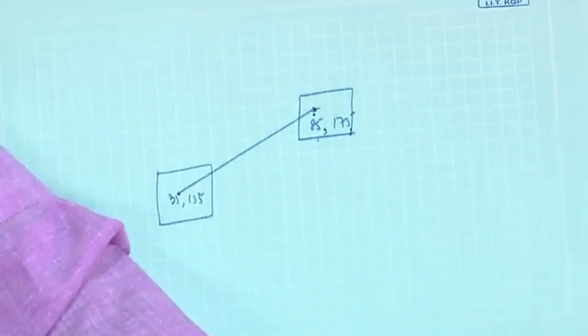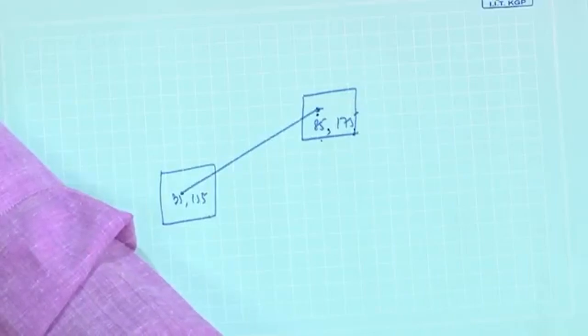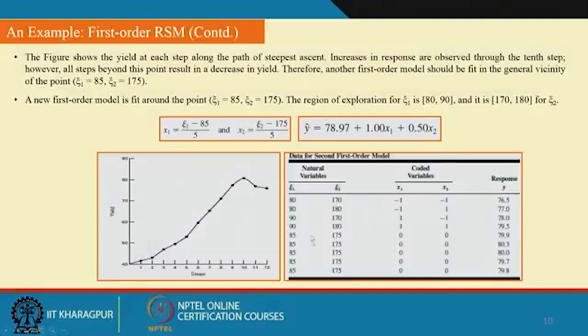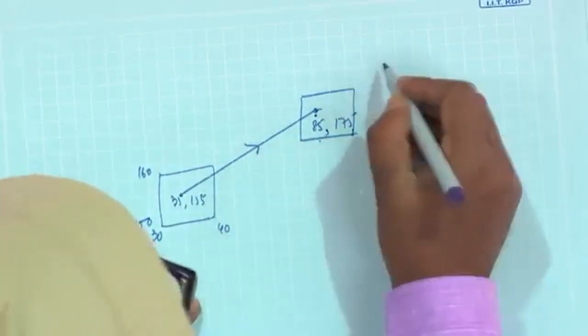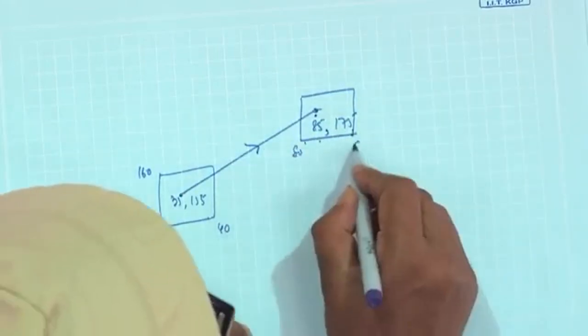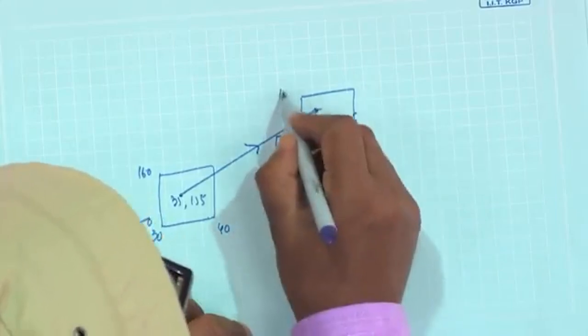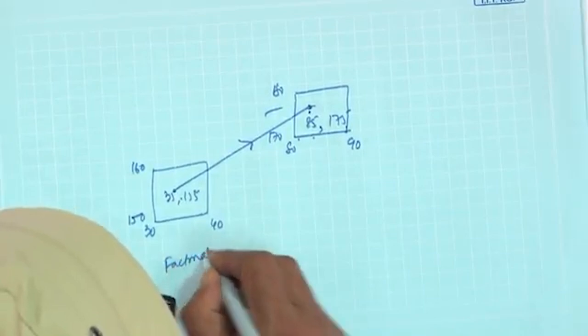So what you have done now is another experiment. Again the center point is 85, 175 and the factorial points are 80 to 90 and 170 to 180. Here it was 30 to 40, then this is 150 to 160. Your movement along the improvement path has reached here, 80 to 90 and then 170 to 180. Here you have used a factorial experiment with center point.